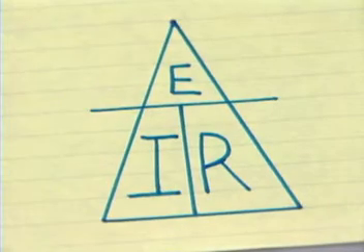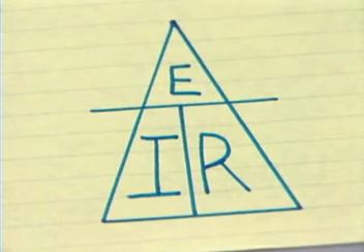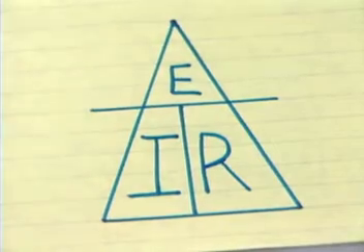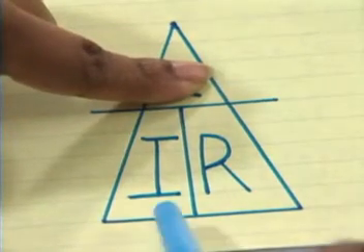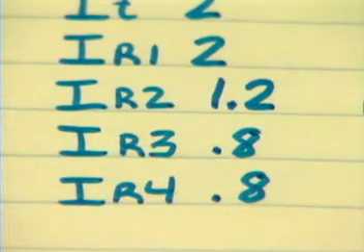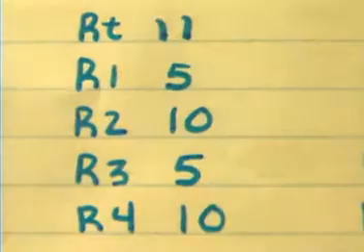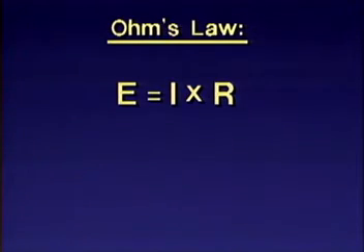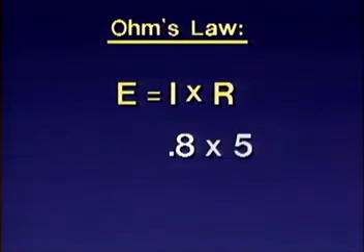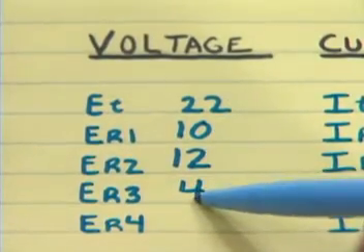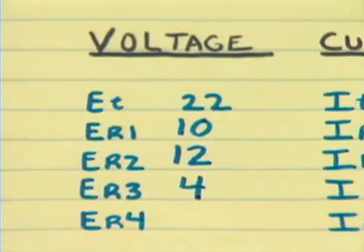Using Ohm's law, you can determine the voltage drop across the third resistor. By covering E, you find that E is equal to I times R. The current, IR3, is 0.8 amps. R3 is 5 ohms. Therefore, ER3 is equal to 0.8 amps times 5 ohms, or 4 volts. Record 4 volts for ER3. ER4 then equals 8 volts.